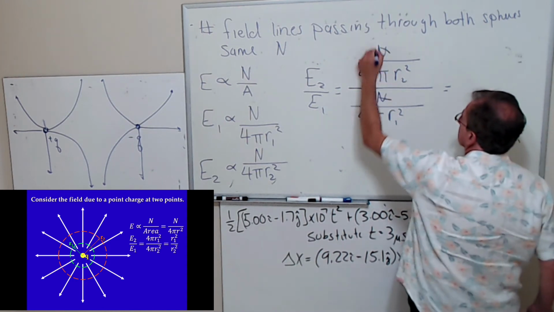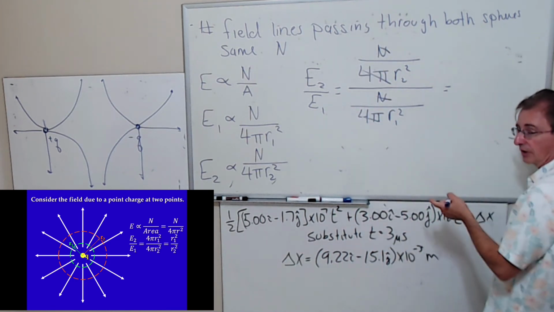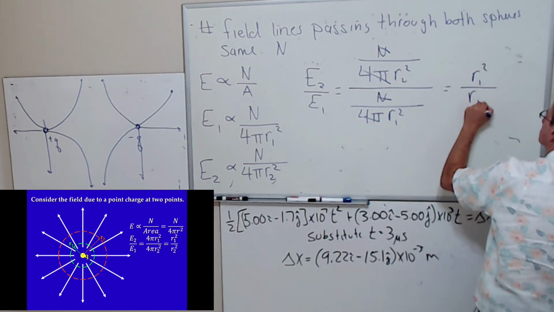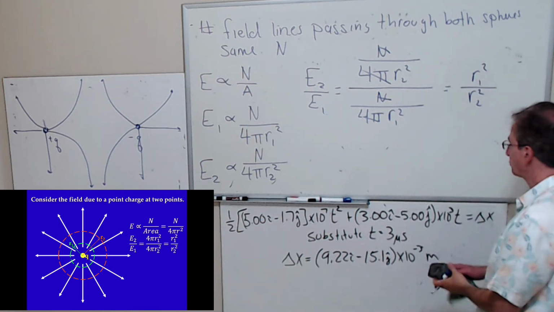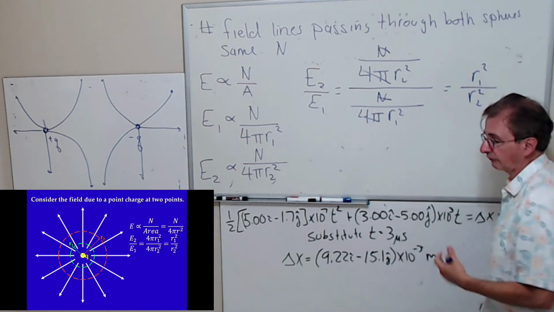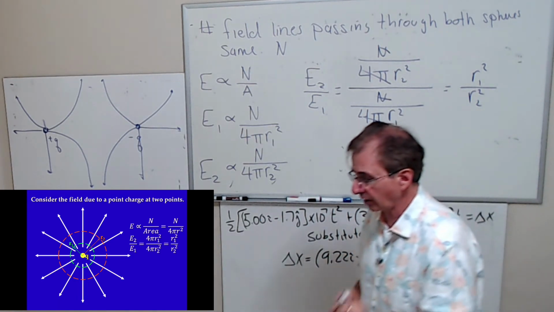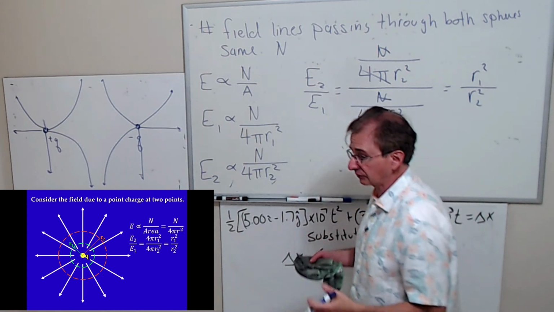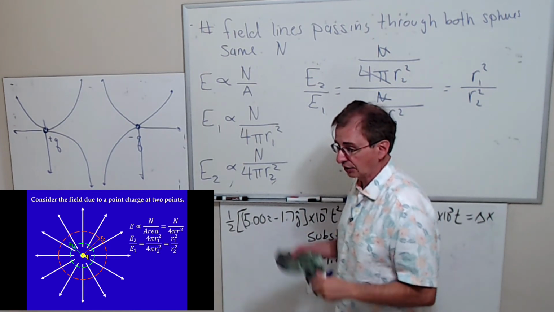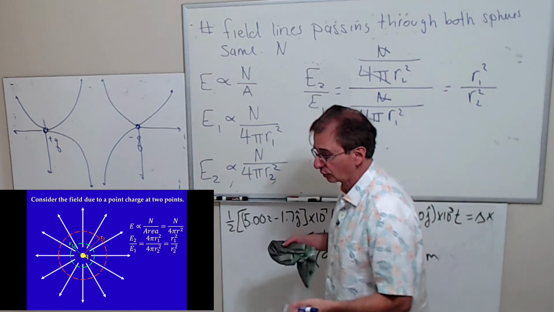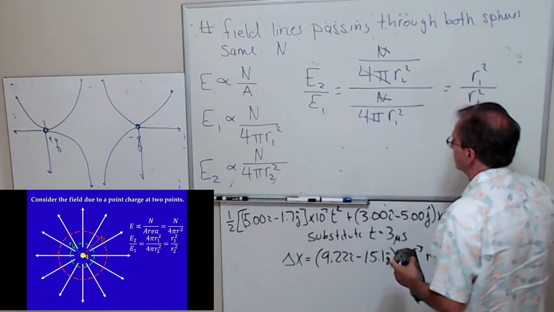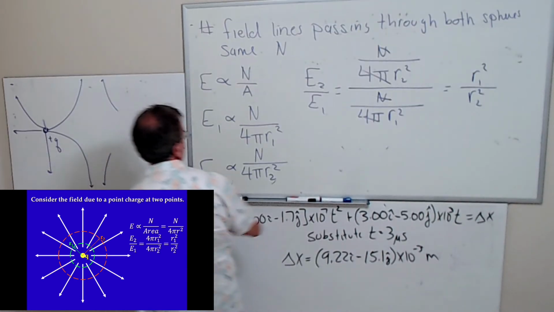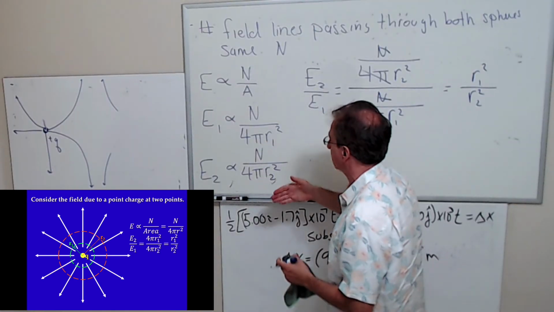The n's cancel, the 4 pi's cancel, and I'm left with R1 squared over R2 squared. Now, if the number of lines per unit area really is indicative of the electric field, then when I calculate the electric field at those two locations using the equation for the field due to a point charge, I should get the same ratio. This is just from setting up a proportionality.